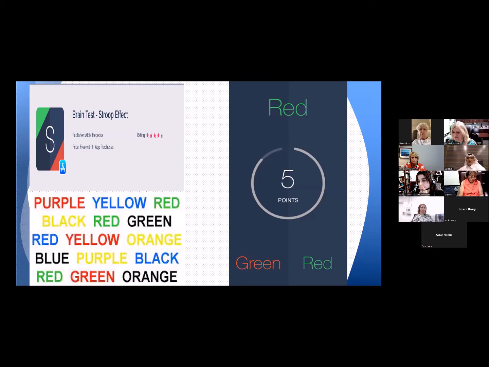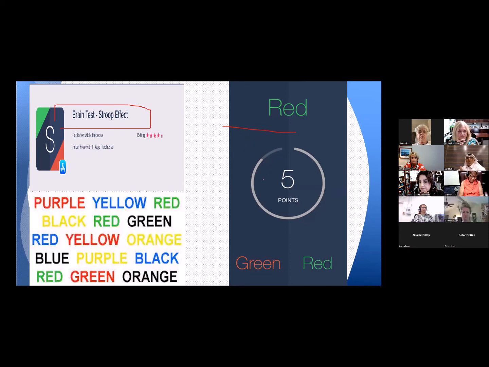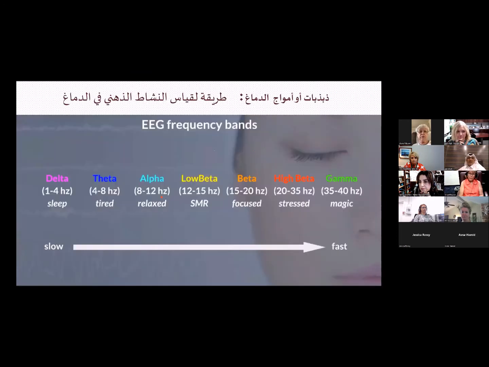Now, the way we measure impulsivity is by giving a test we call the Stroop effect. It's a very common and very famous test to measure impulsivity, how much the person will be able to inhibit or he can perform. So you can find this application on the App Store. I would like to jump directly to the brain waves because I want to go directly to the neurofeedback.